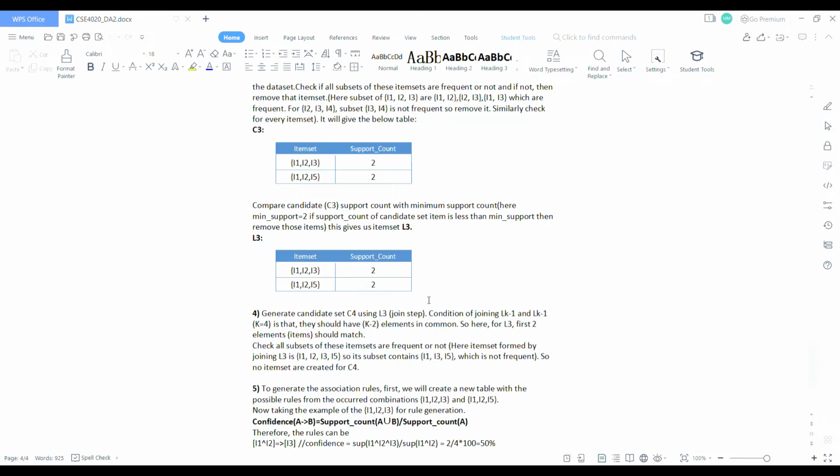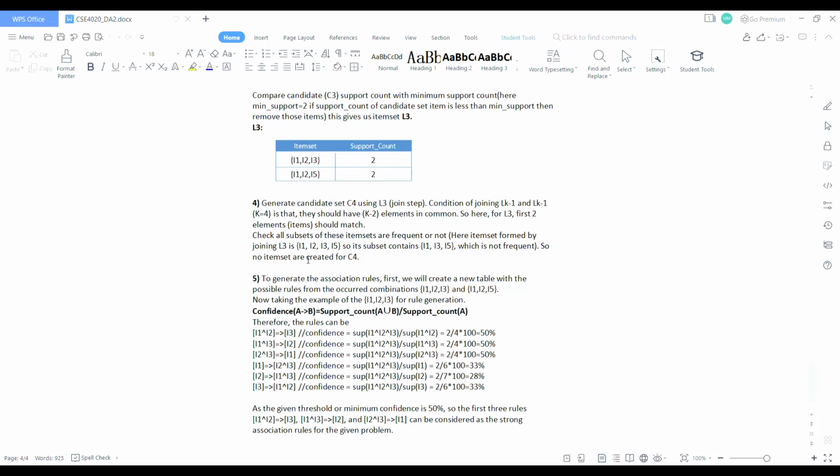So the next step is to generate the candidate set C4 using this table L3. Before we write the C4 candidate set, we need to check if all the subsets of these item sets are frequent or not, similar to the process that we did for the previous step. If we check the item set I1, I2, I3, I5, its subsets will contain I1, I3, and I5, which is not frequent, and that is not present in the L3 table. So there will be no item sets for the C4 candidate table. Therefore, there is no need to create a table C4.